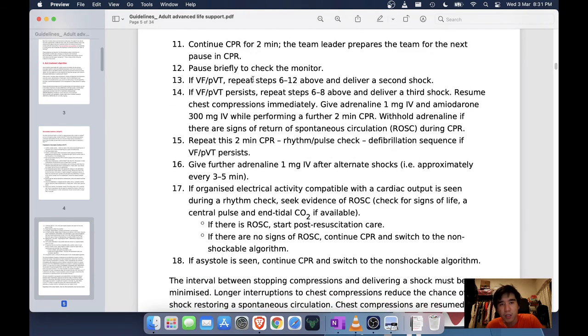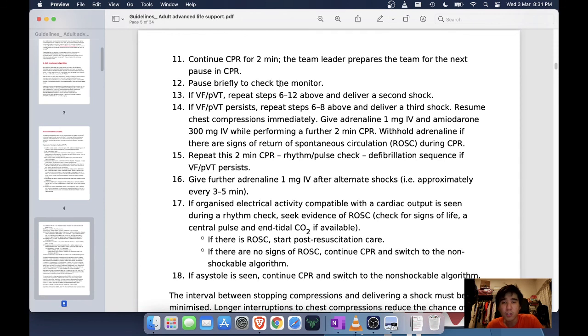In the second round, you're going to pause after you complete the 30 compressions and 2 breaths. You're going to pause for less than 5 seconds to check the monitor. So if it's still VF or pulseless VT, repeat the steps and deliver a second shock.